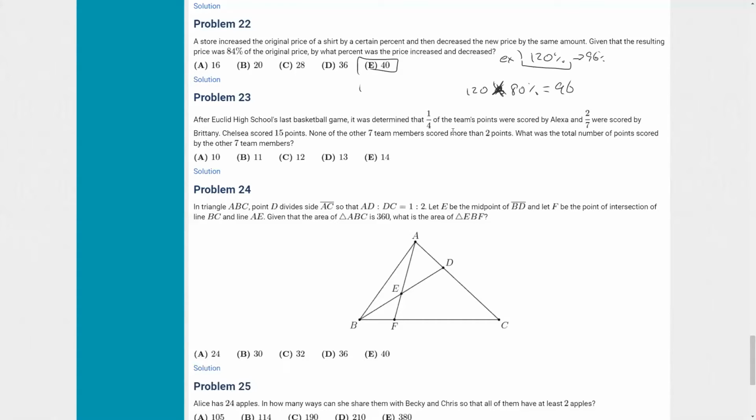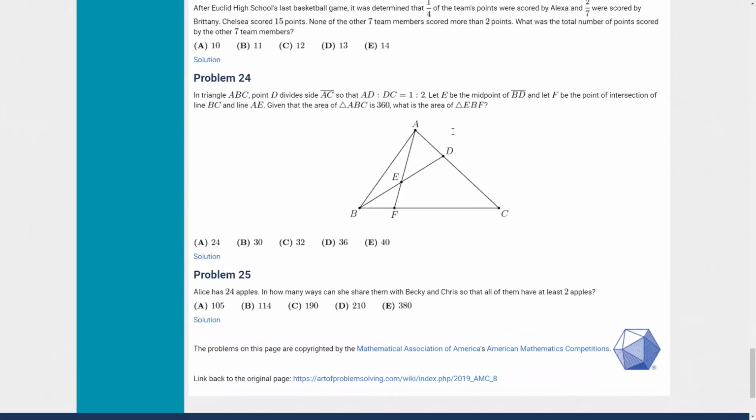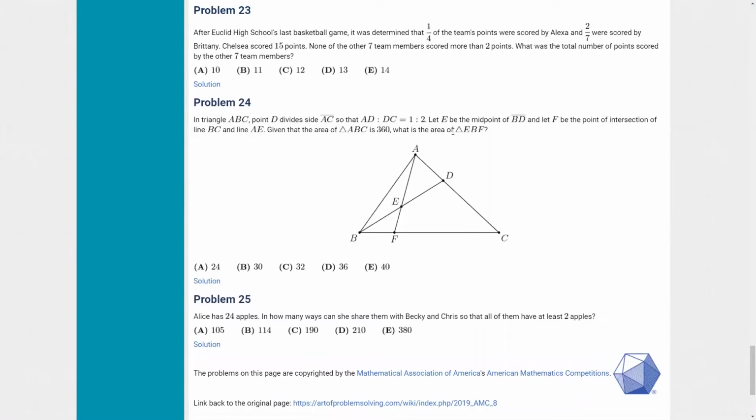So let's just pick the highest possible answer we have, 40. What happens if we do 40? It goes from 100% to 140%. And 140% times 60% is 6 times 14, 84%. Perfect. So we know just by trying just two of these answers that the answer to problem 22 is E.